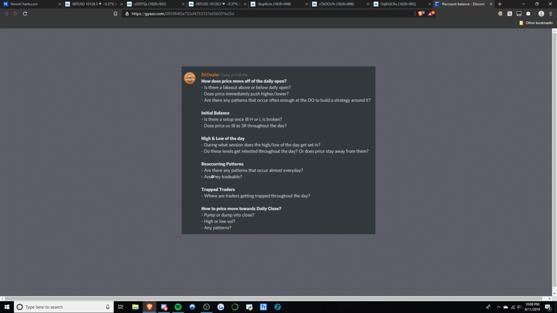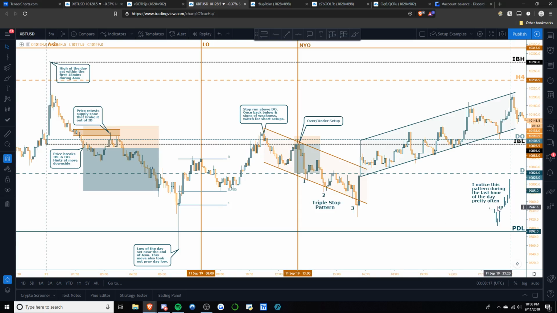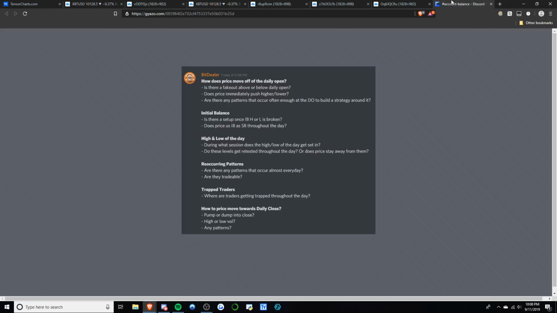Any recurring patterns? Are there any patterns that occur almost every day? Are they tradable? One pattern here is this one little U-shaped pattern that I wanted to take note of, and then the initial balance stuff. Those are just two recurring patterns that you can look for every day, and if you start seeing these patterns, look for if they're tradable. Could you do the same thing every single day whenever you see this pattern and profit from it?